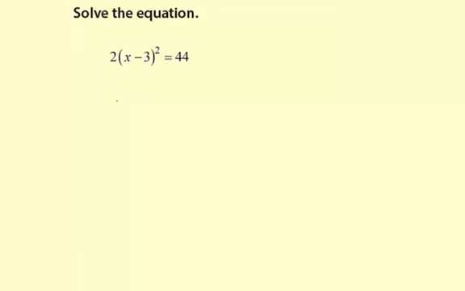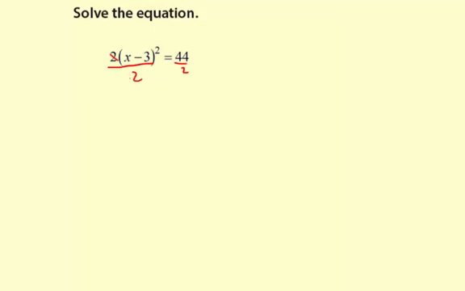I solve the equation. Now here you can see I have 2 times the quantity x minus 3 squared equals 44. This looks like a real good situation to solve by doing square roots. So what I can do is divide both sides by 2, and then I'll have the perfect square binomial by itself, and I can use a square root to finish solving. So let's divide by 2 on both sides.